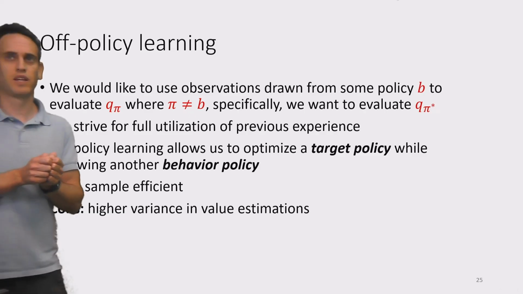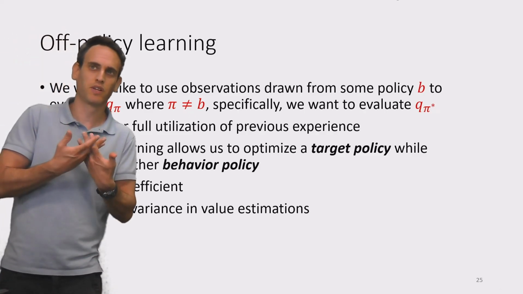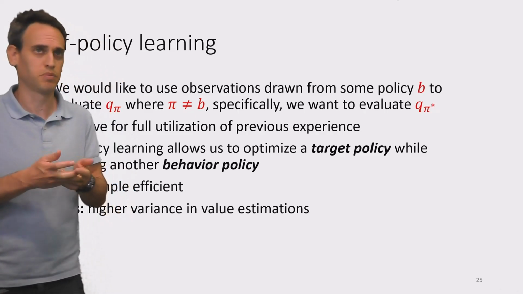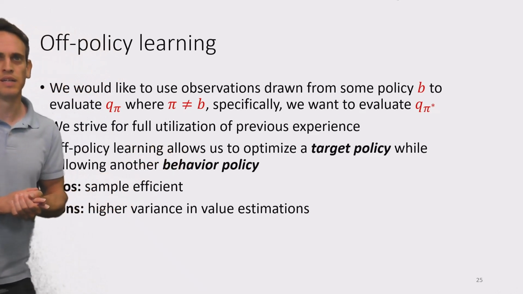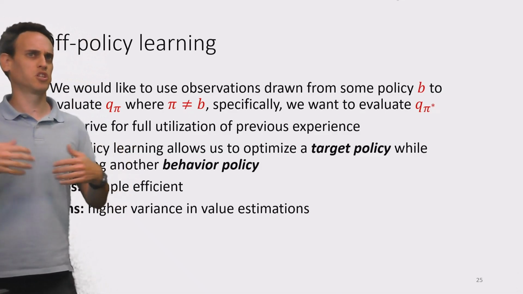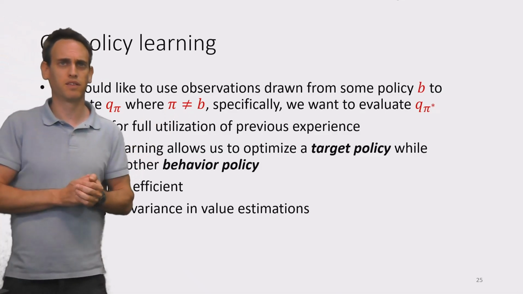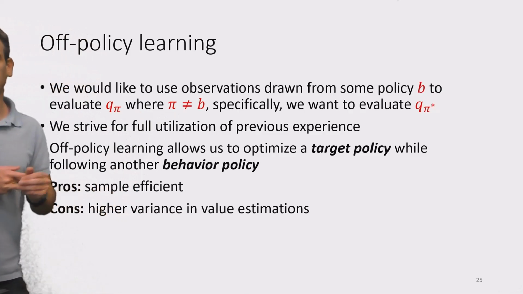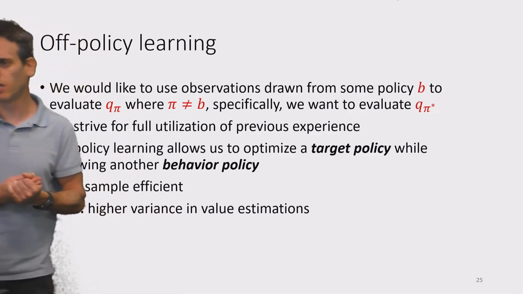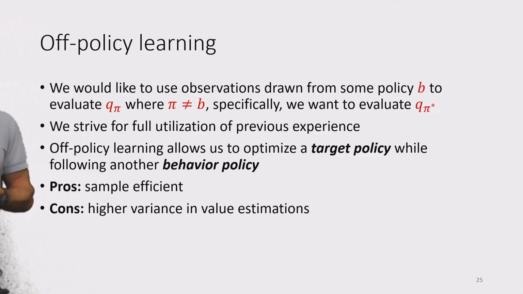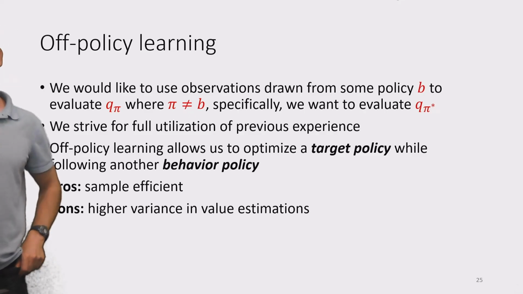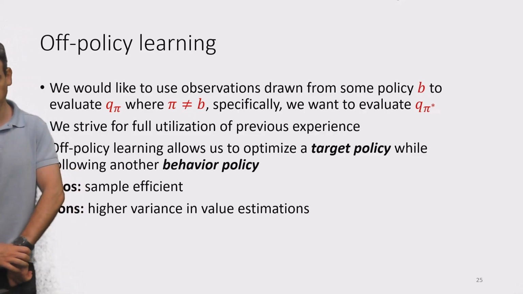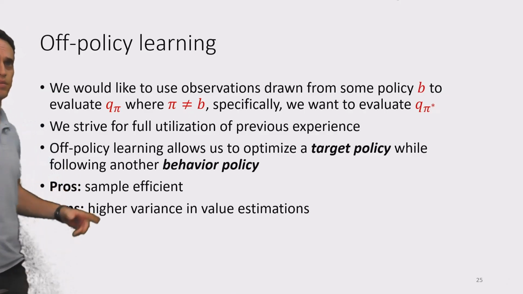The motivation here is, of course, that we would like to learn Q of pi star, because then it will imply pi star. But for the sake of this discussion, let's just assume that our target policy is anything that differs from our current behavior. Eventually, we strive for full utilization of previous experience, and off-policy learning allows us to do that. Specifically, it allows us to optimize the target policy while following another behavior policy.